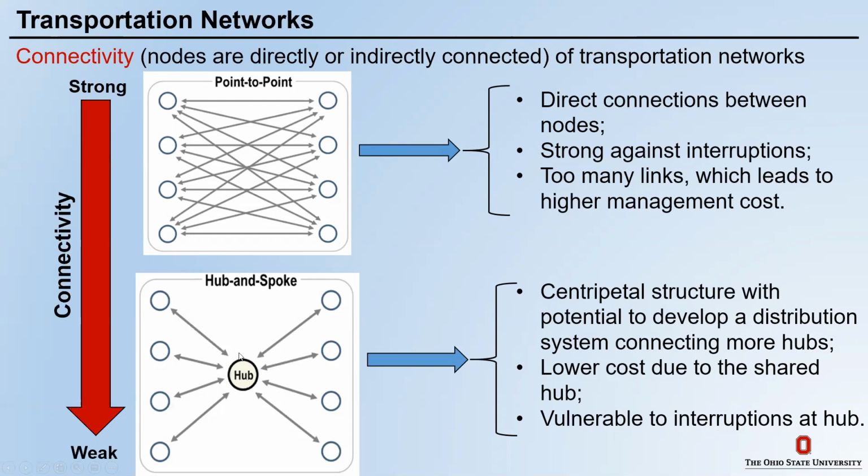If the hub here is not working very well, the whole network is affected because it's so important. It's the center, right? It is connecting all other nodes. So like I mentioned before, we have two extreme examples here. They have extreme advantages and extreme disadvantages. That's the reason why they are not practical in the real world, okay?